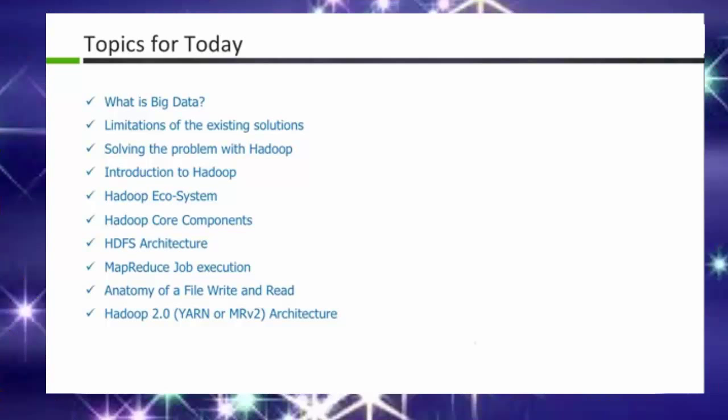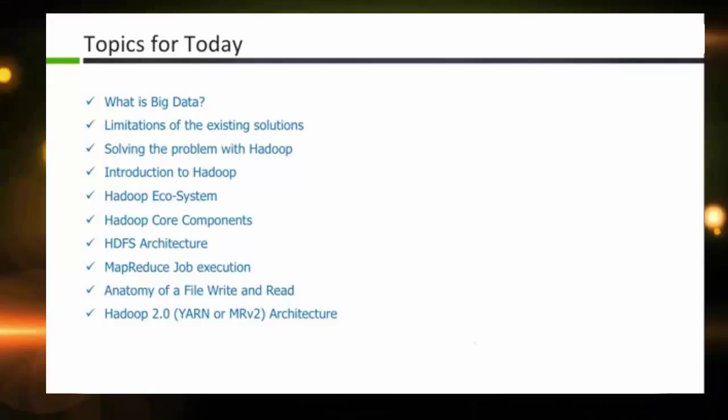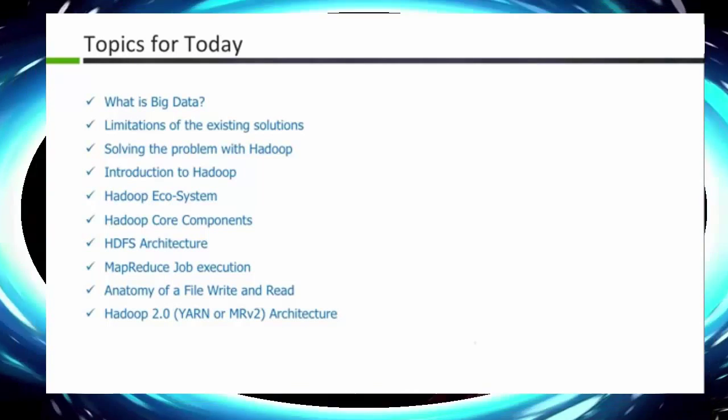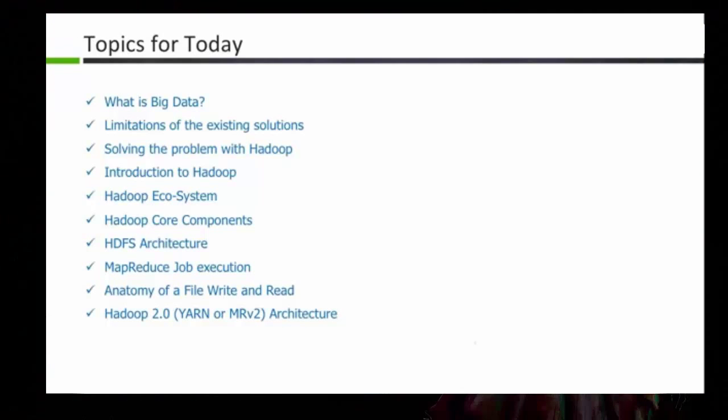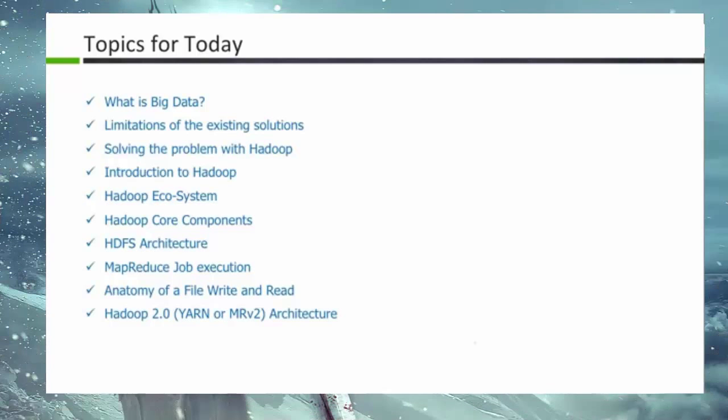We'll look at the various components of the Hadoop ecosystem. We'll also look at the core components of Hadoop, which are HDFS and MapReduce. We'll go into details of HDFS architecture. We will also understand how MapReduce job execution works. We'll understand terms like rack awareness. We'll also understand how a file read and write happens in Hadoop. And then we'll take a sneak peek at the Hadoop 2.0 architecture.